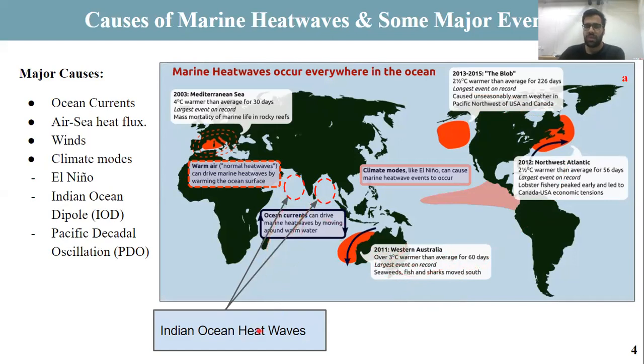And currently, one paper came out just 2 weeks ago about the Indian Ocean, from Roxy, from the Indian Institute of Tropical Meteorology, Pune, where they mentioned that in the Bay of Bengal and the Arabian Sea, the heat waves are basically increasing. There is an increasing trend in the number of heat waves. And they have also mentioned the impacts of these heat waves on the marine ecosystem.